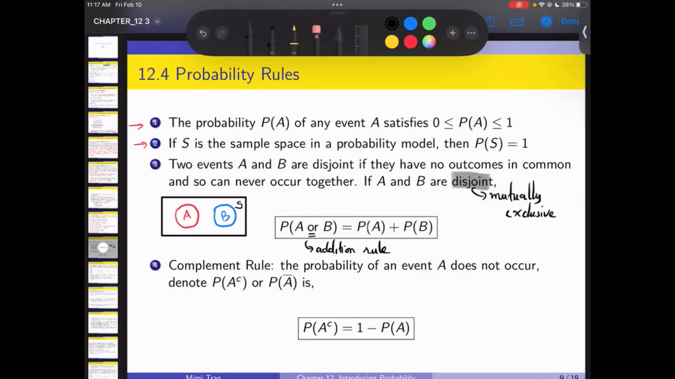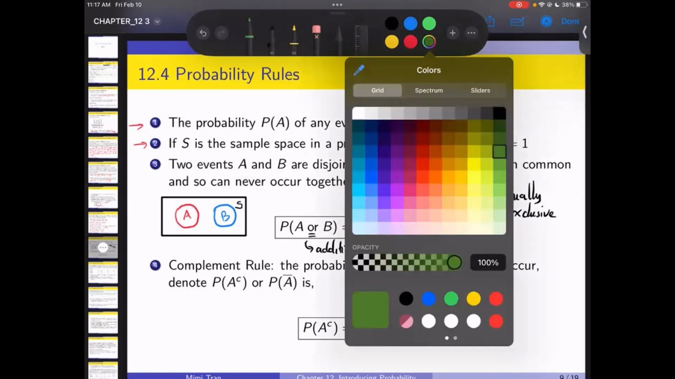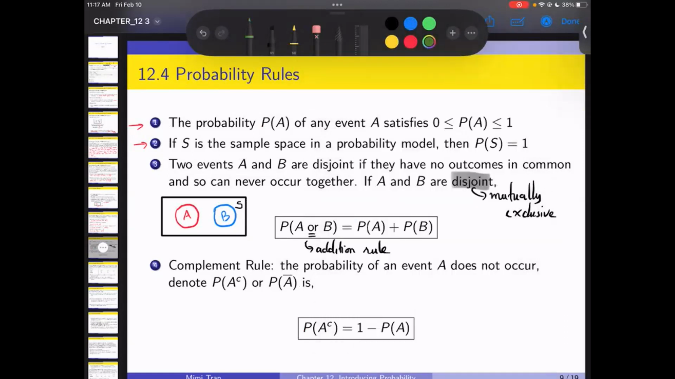A lot of times you see me write like this. The notation for or is union. So I would write P of A union B. It's the same thing as P of A or B. So or means union. Union means add them together.